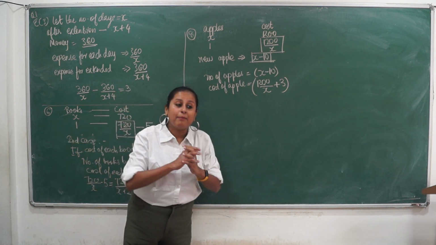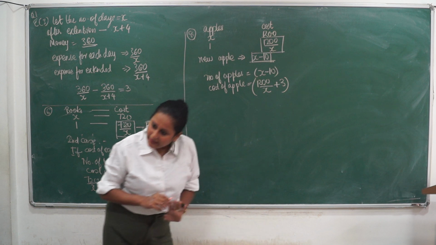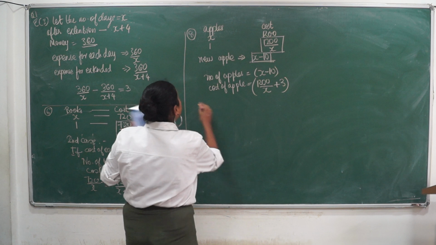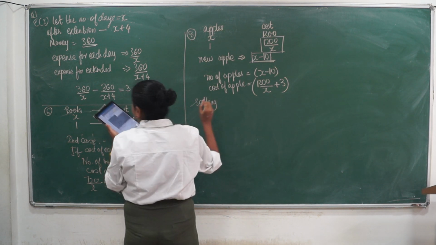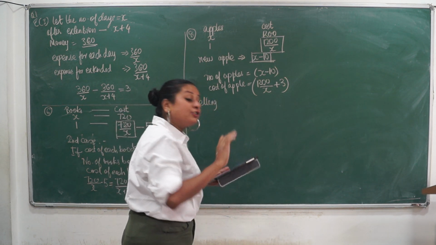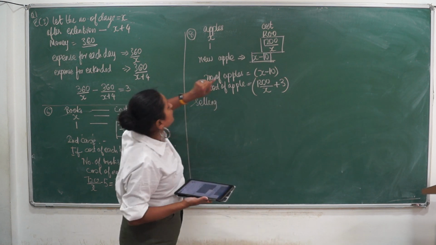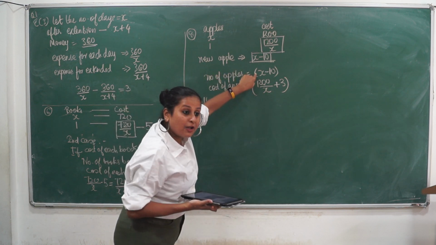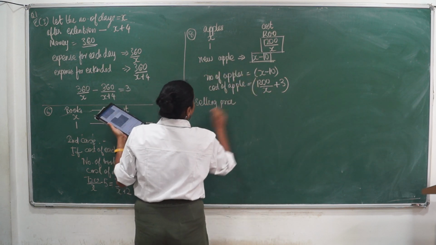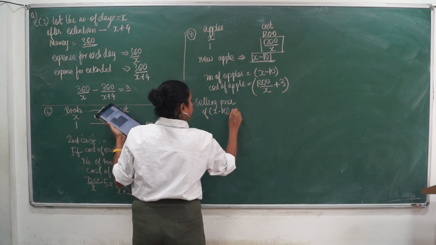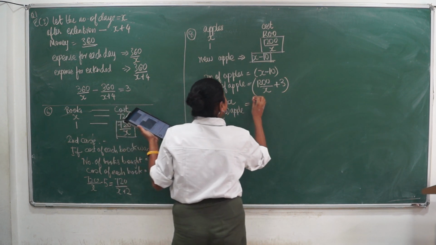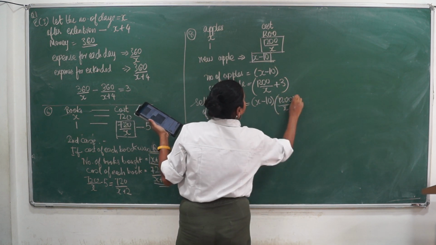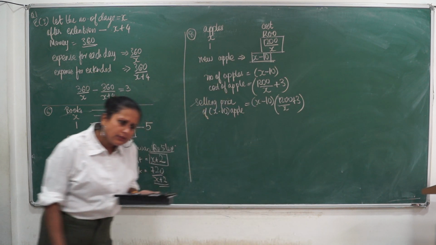So what is the entire amount? Both have to be multiplied or not? 1200 plus 300. Do we have to multiply this? Yes. So what will be the selling price? Total selling price क्या होगा? Selling price total बोला है ना? Write the selling price of x minus 10 apples. Selling price of one apple is 1200 upon x plus 3. Selling price of these many apples is the number of apples into the cost of each apple. Always we do this? Always.